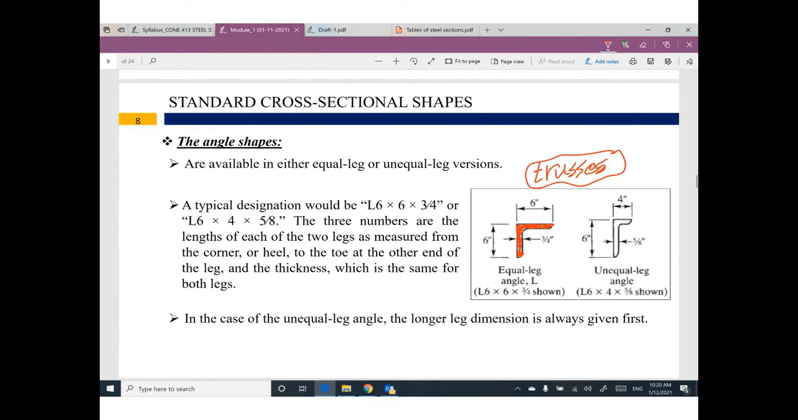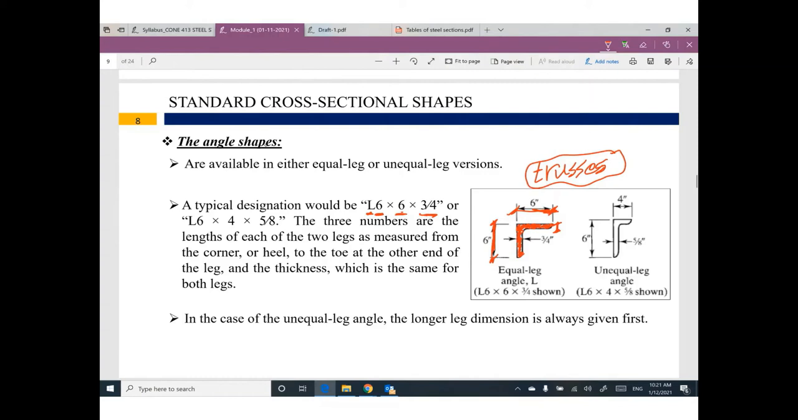This angle is written by three numbers. L means angle. For example, 6 × 6 × 3/4: the length for this leg, the length for the other leg, and 3/4 is the thickness of any of the two legs, because both of them will be the same thickness. So first leg length, second leg length, thickness of the leg.